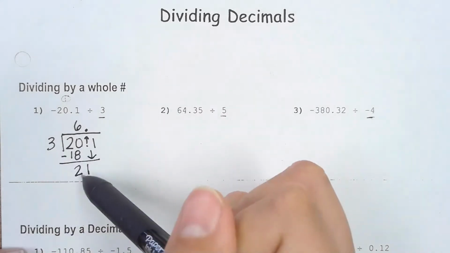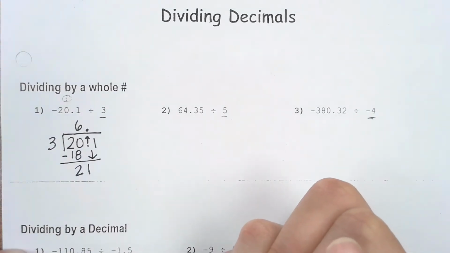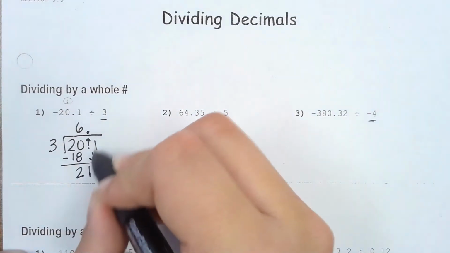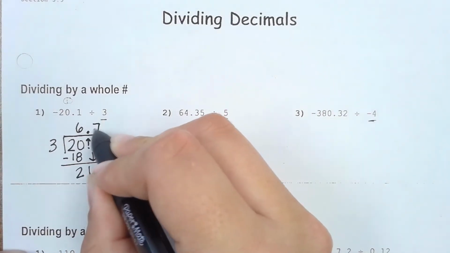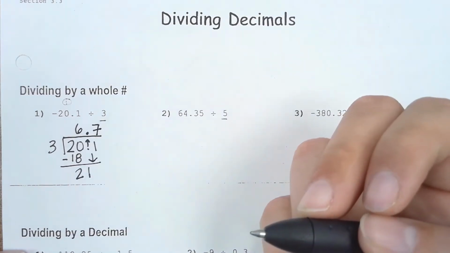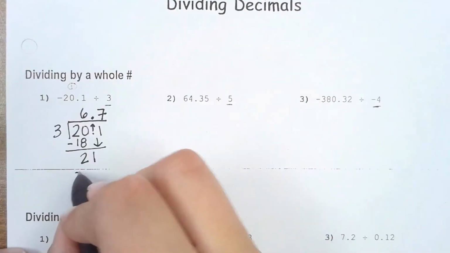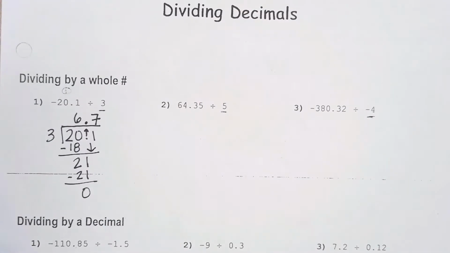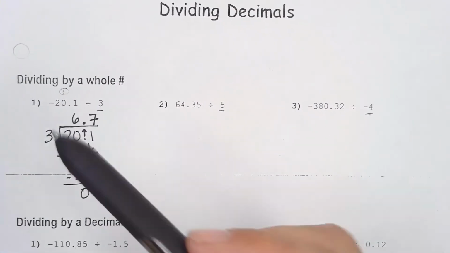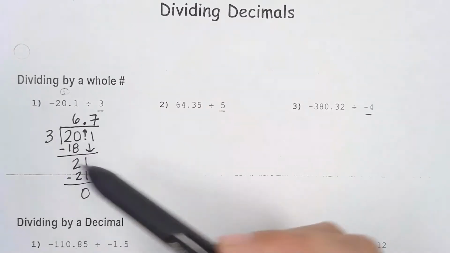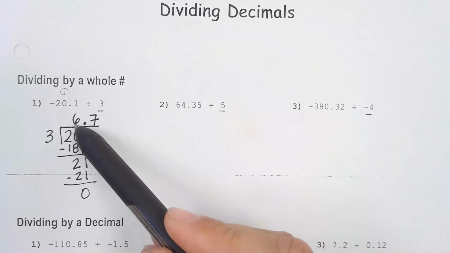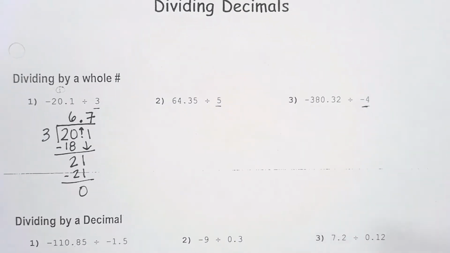Then 3 goes into 21 how many times? 7. Notice I put my 7 above the 1, which is after my decimal point, okay? And then as always, check to make sure that you get a remainder of 0. So when we took 20.1 divided by 3, we just divided like normal, I shot up my decimal point, and we got 6.7, okay?